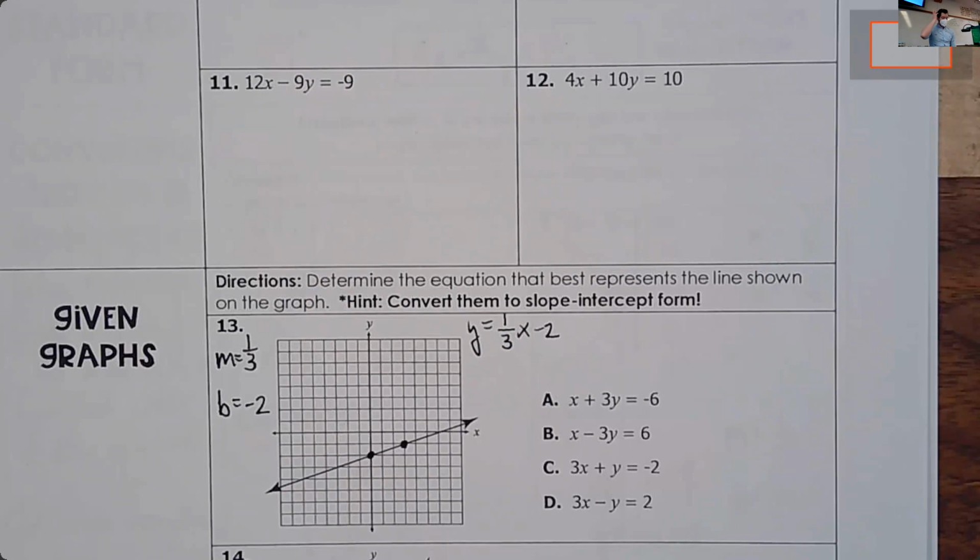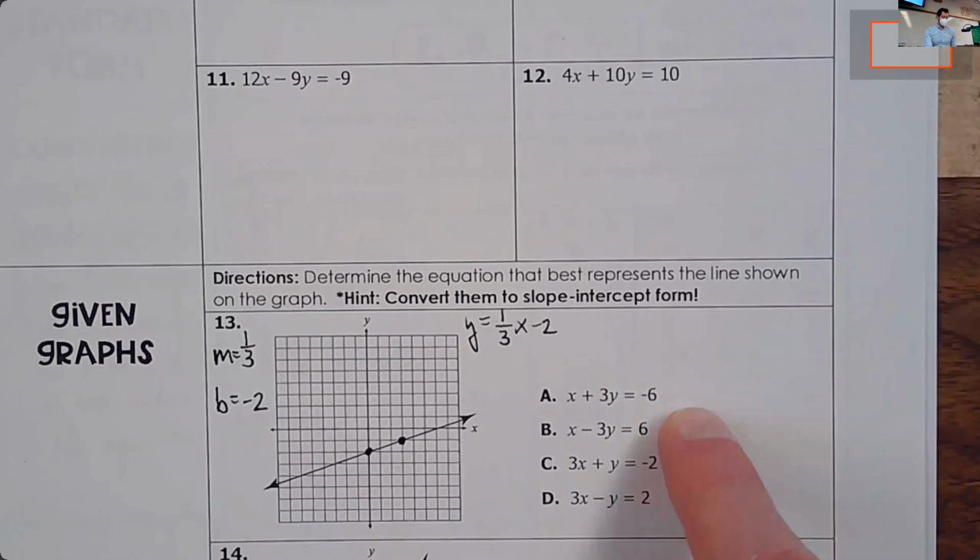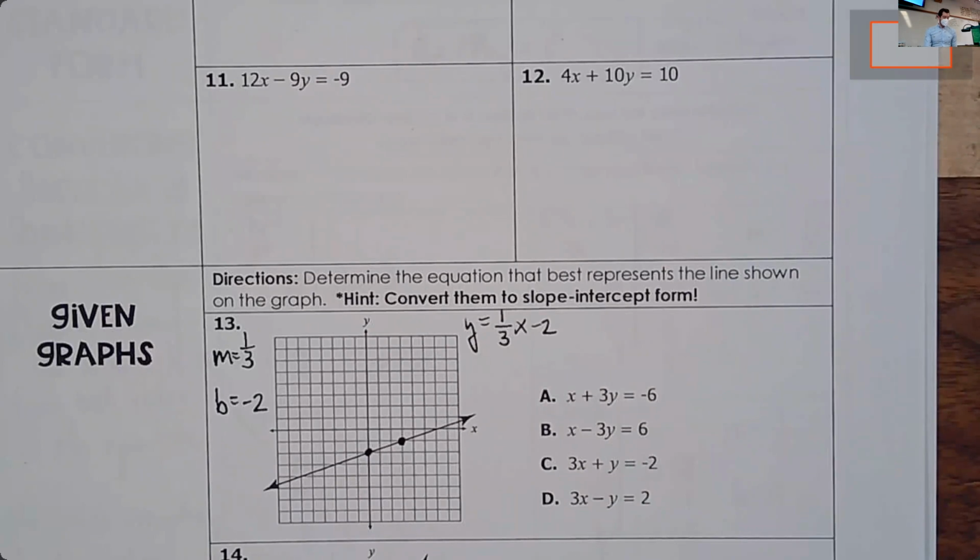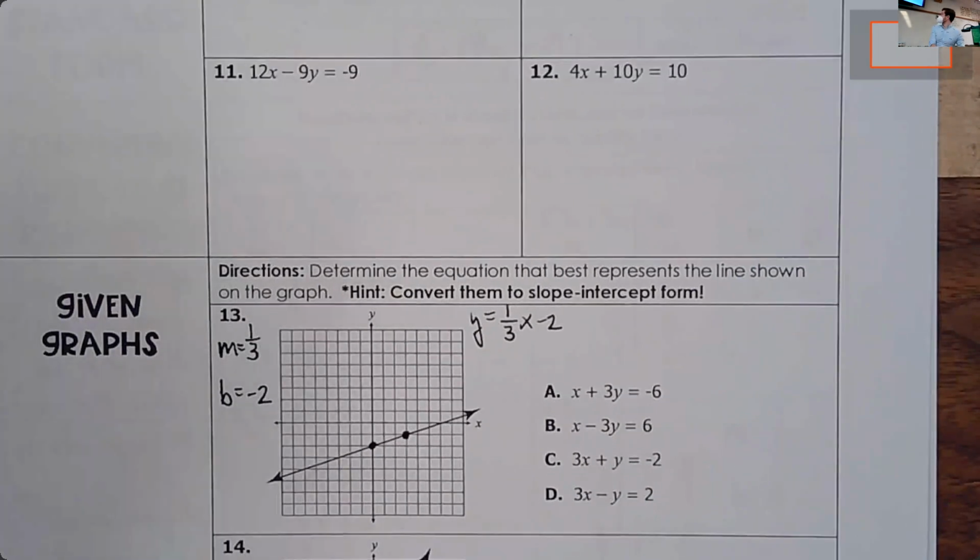1/3x minus 2. The other annoying thing about this problem is that there's not really a lot of room to convert these, right? That's kind of unfortunate. So I'll tell you what we're going to do. I'm going to write number 13 over on the left.